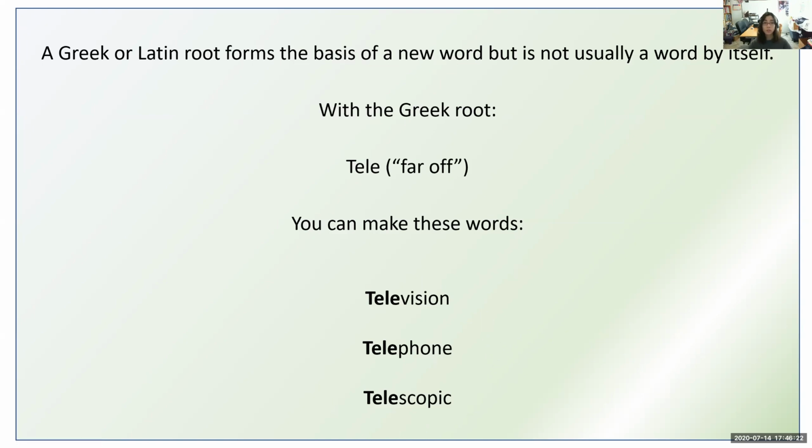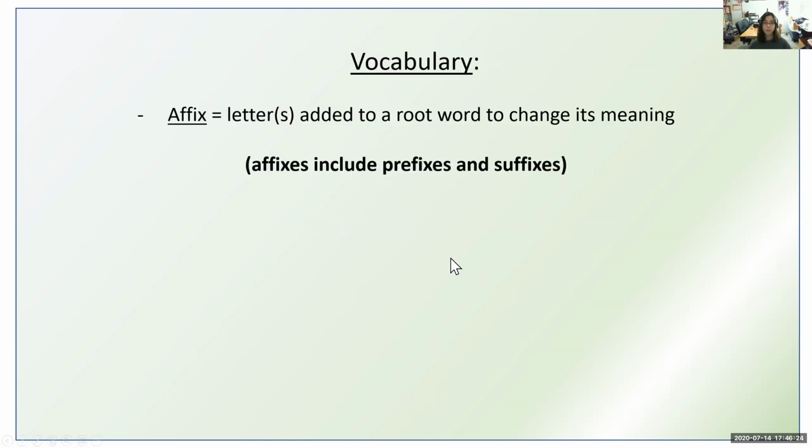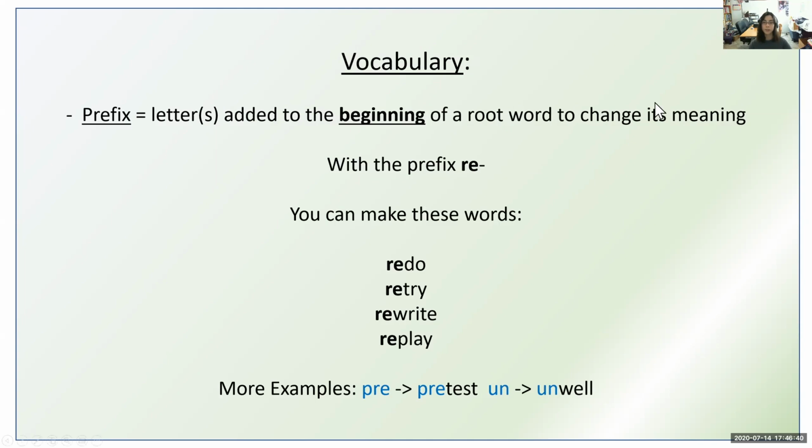Okay, so our next vocabulary word is an affix, and an affix is the letter or letters that are added to a root word to change its meaning, and this can include prefixes and suffixes. Okay, so now we're going to learn what a prefix is, and you'll be hearing this term a lot throughout this lesson. So a prefix is the letter or letters that are added to the beginning of a root word to change its meaning. So it's really important to remember that prefix is for the beginning of a root word.